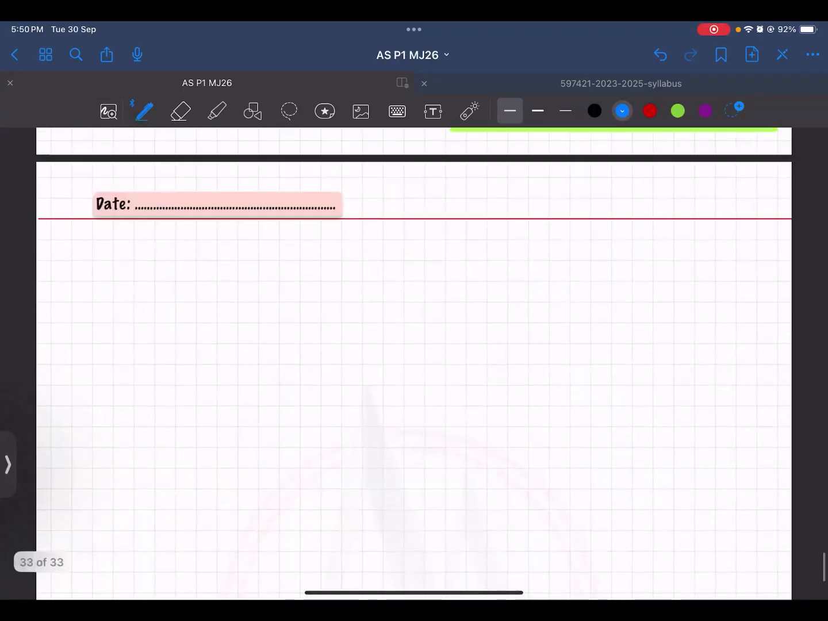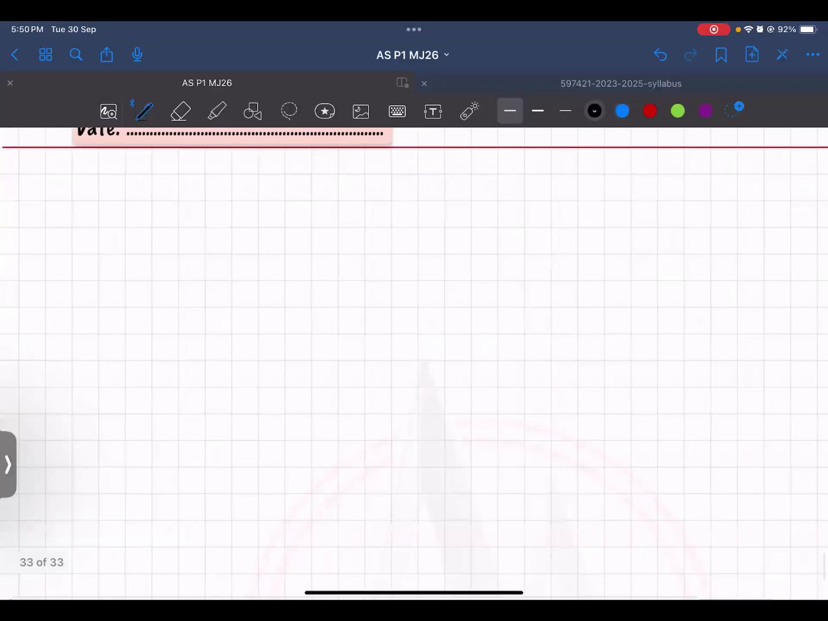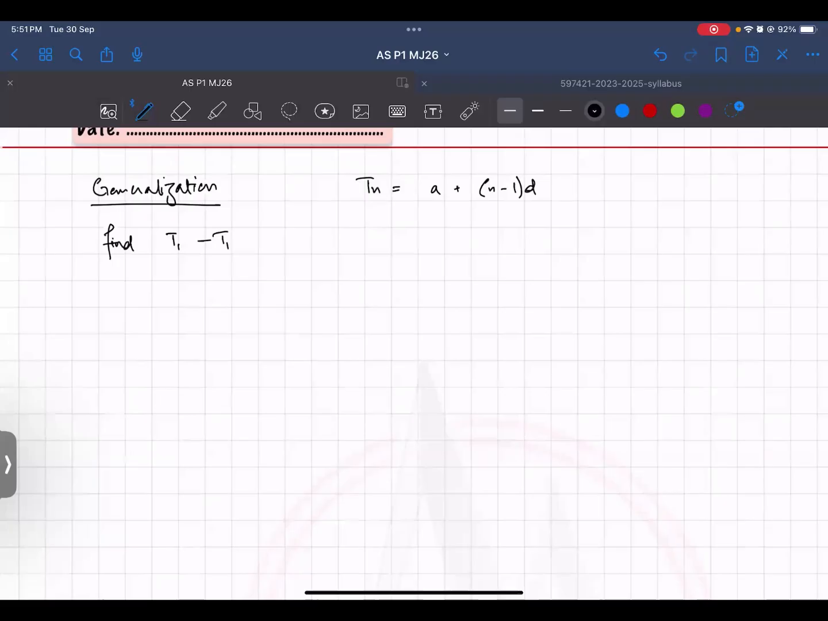Now one more thing that will help you out is a generalization for the formula. You know that the formula of Tn in this case is A plus (n minus 1) into D. So using the same formula, if I find T1 till, let's suppose, T10 in terms of A and D.